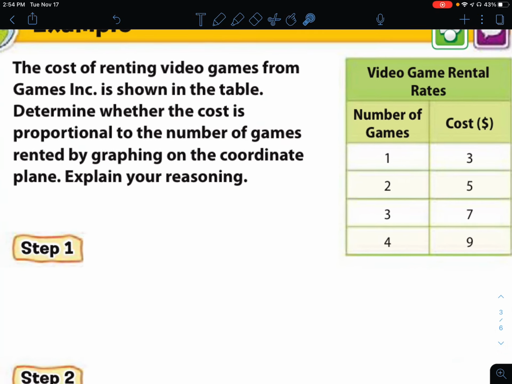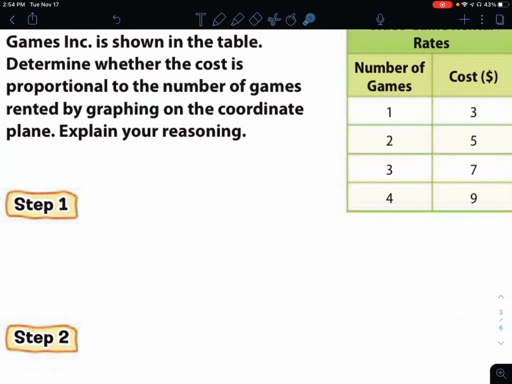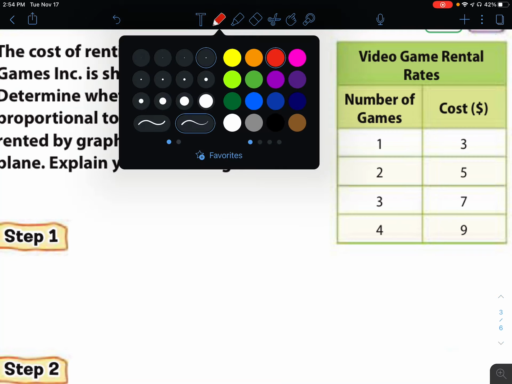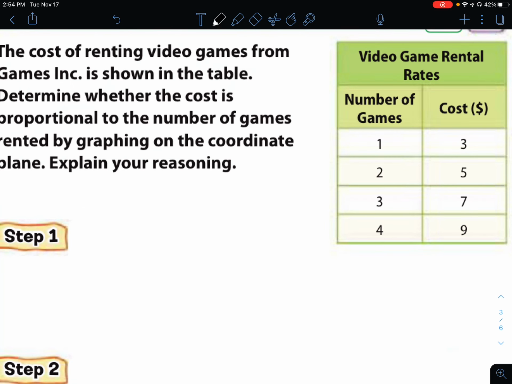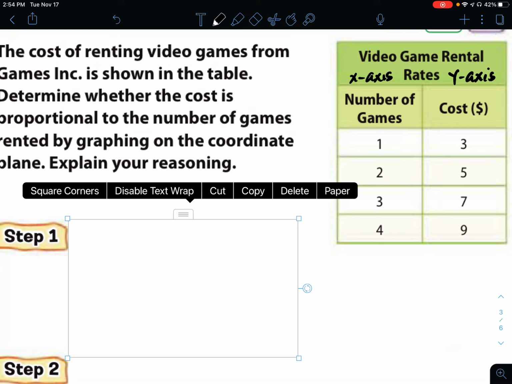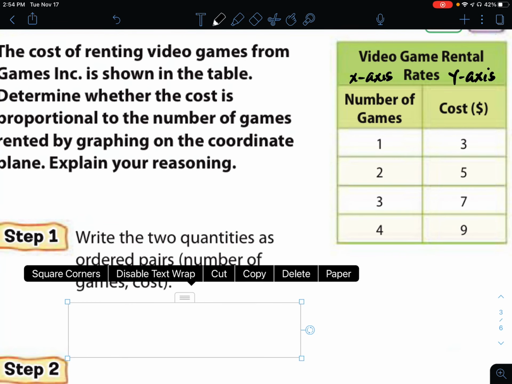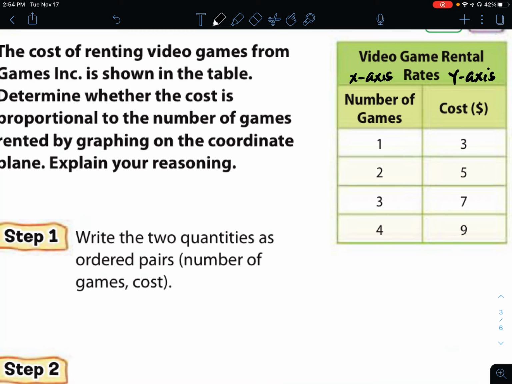Okay? So first and foremost, we're going to use that table and we're going to write two quantities as ordered pairs, number of games against cost. So basically, this will become our x-axis, and this will become our y-axis, right there. And that's exactly what we're going to be doing. The number of games will be our x, and the cost will be our y.